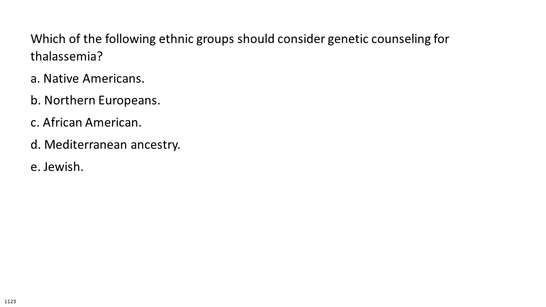Which of the following ethnic groups should consider genetic counseling for thalassemia? A. Native Americans. B. Northern Europeans. C. African American. D. Mediterranean ancestry. E. Jewish.